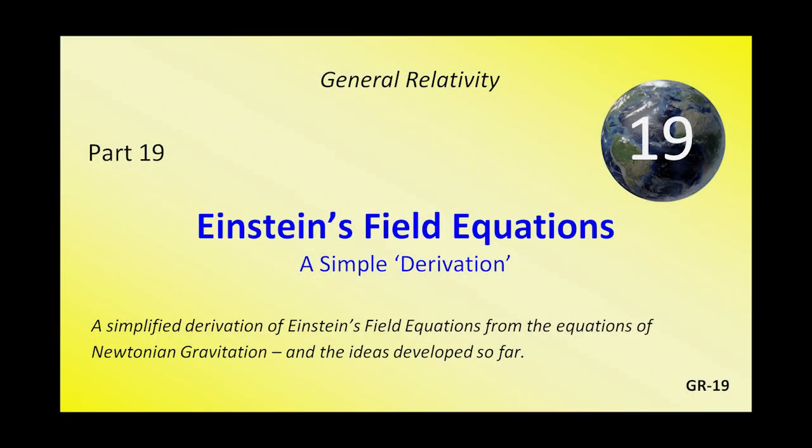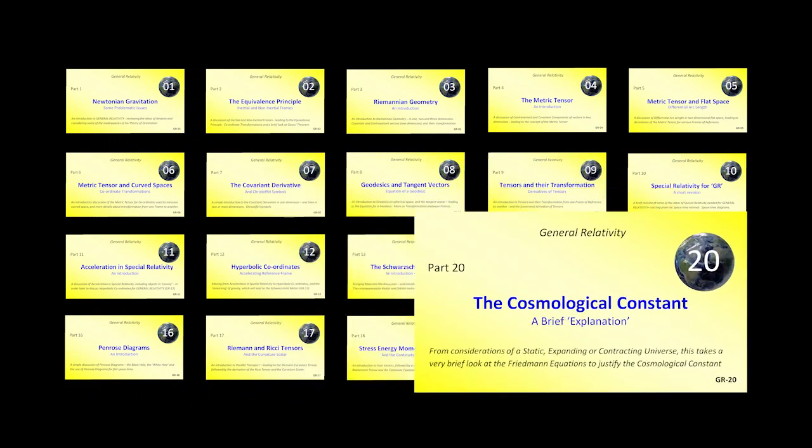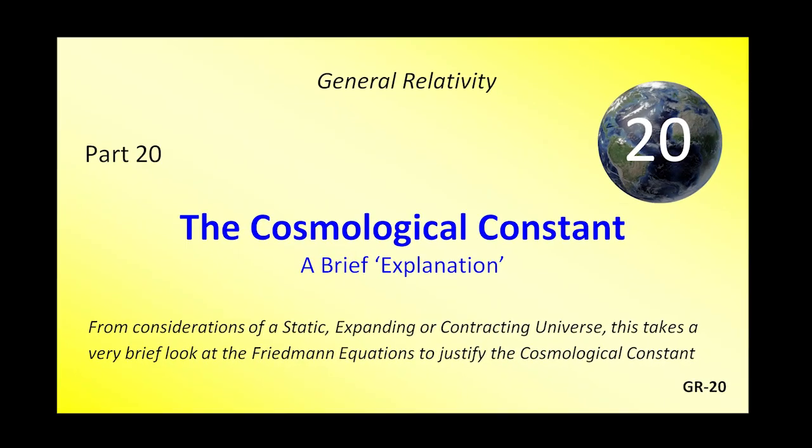This video number 19 has at last tried to explain and justify Einstein's field equations, but of course they are missing the cosmological constant. In the last video in this series, number 20, we will consider the ideas of a static, expanding or contracting universe, and that will take us to a very brief look at the Friedmann equations to justify the cosmological constant.